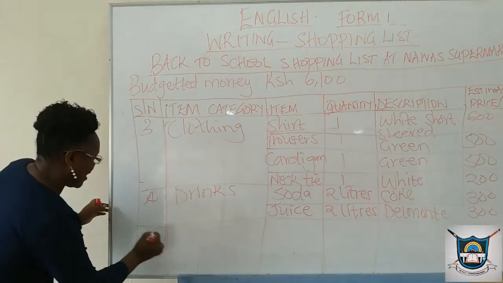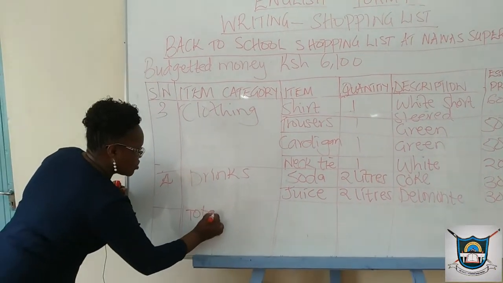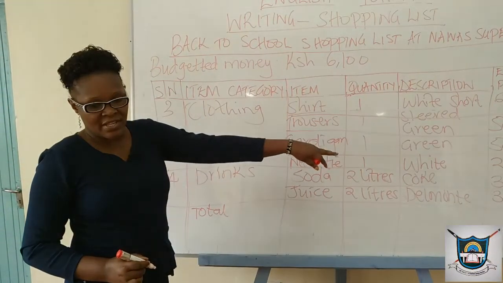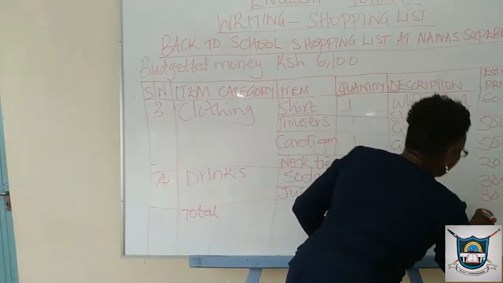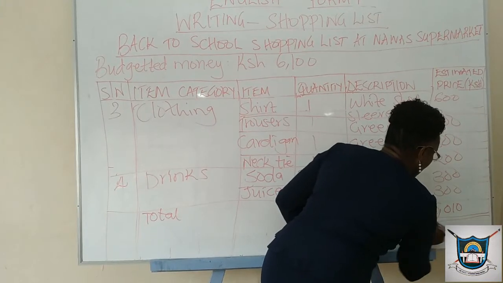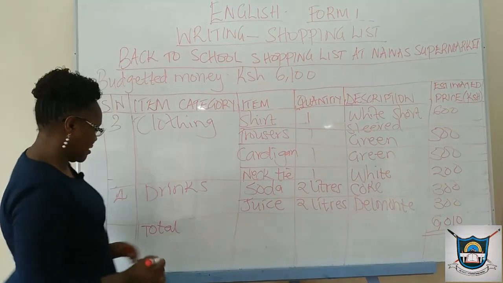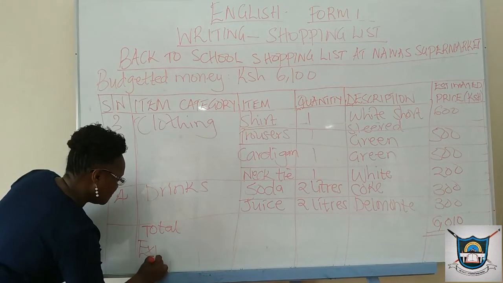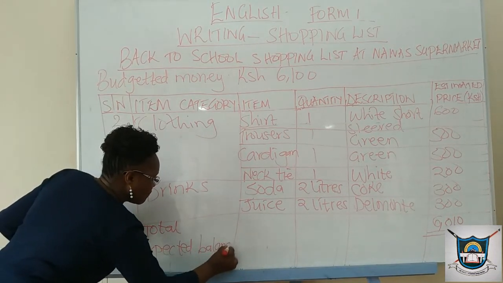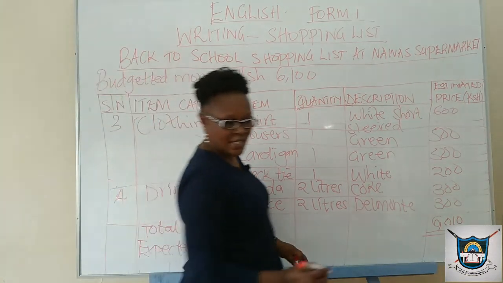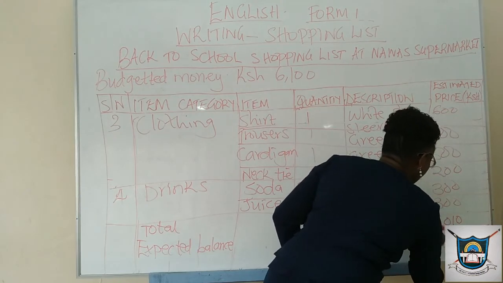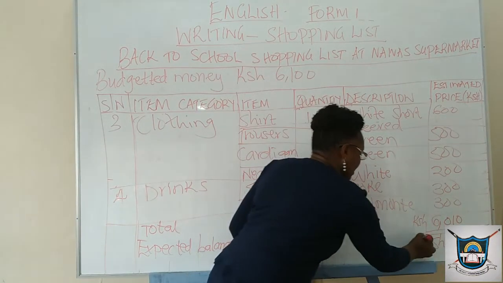So now we come here and write the total. Remember our budget was 6,100 shillings. When you add the total there, you're going to get 6,010 Kenya shillings. So this means that we have a balance. So we come here and write expected balance, which will be 90 Kenya shillings.